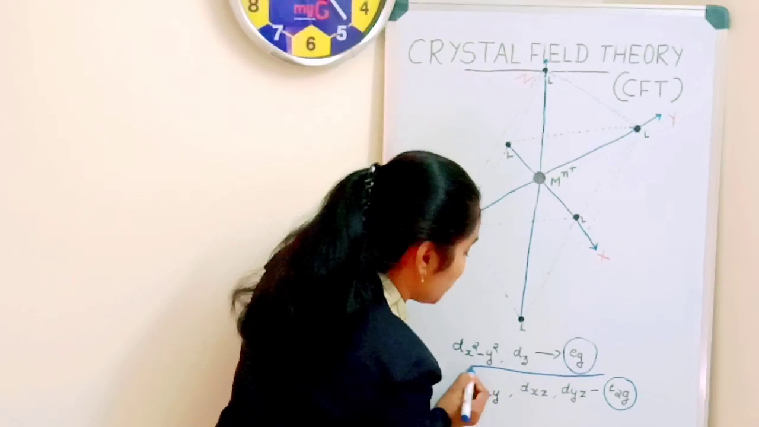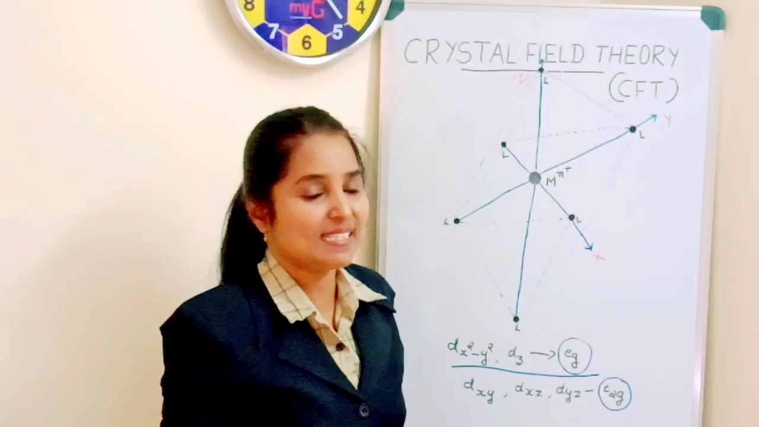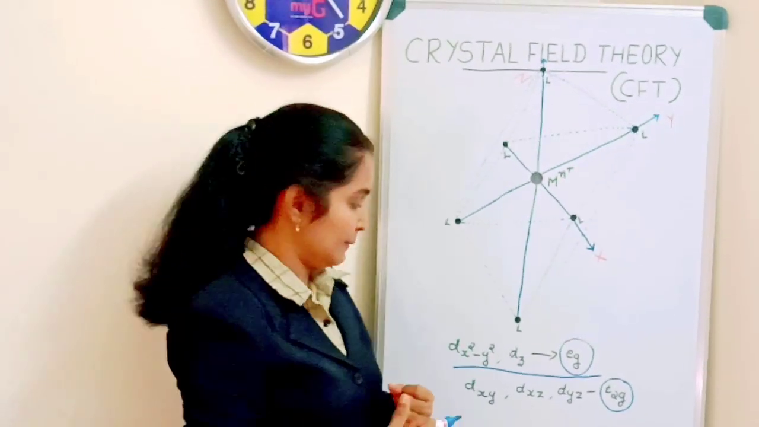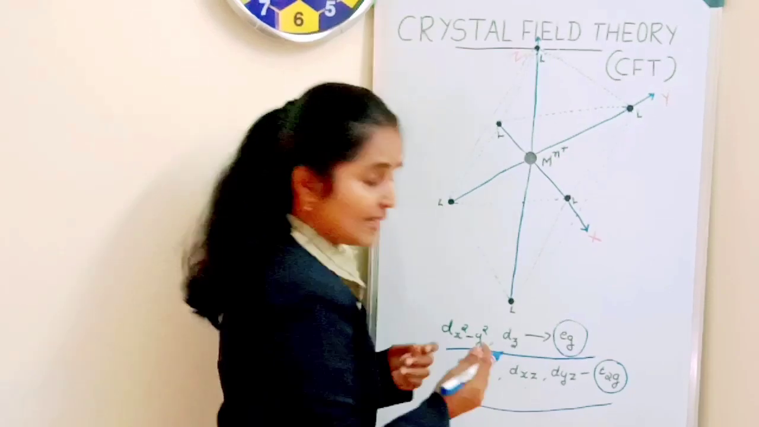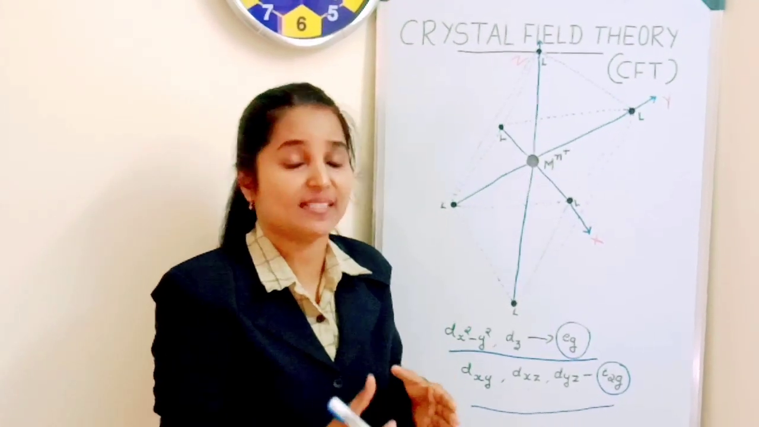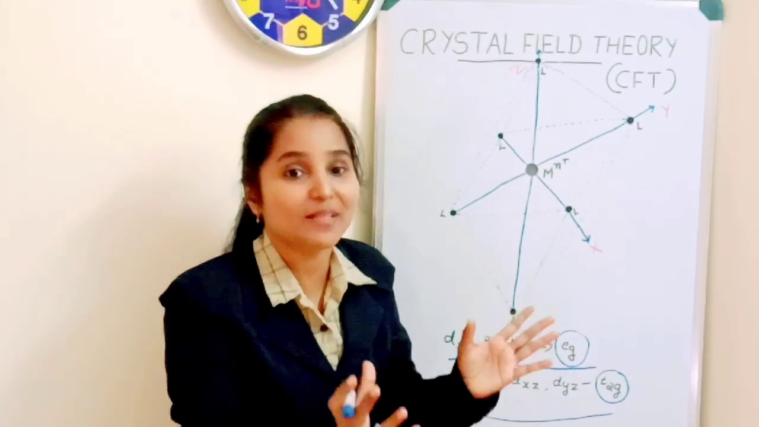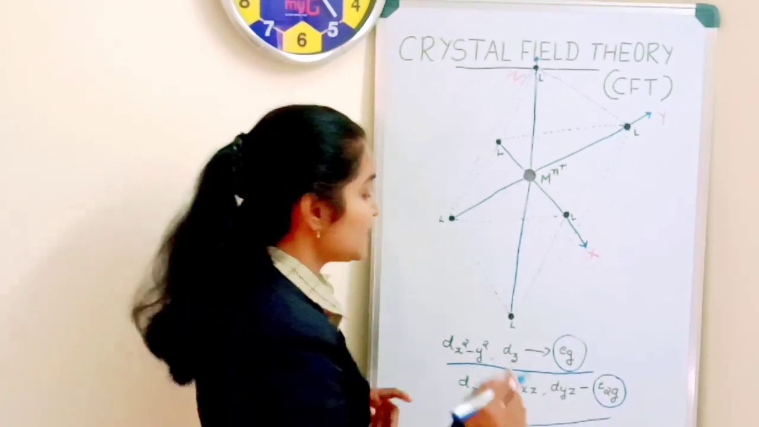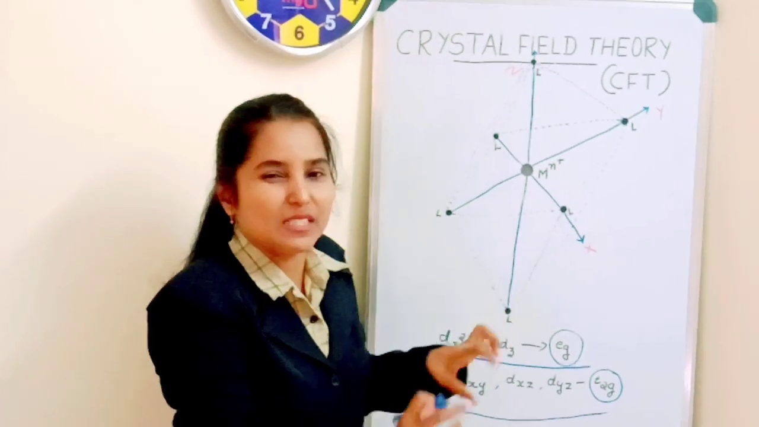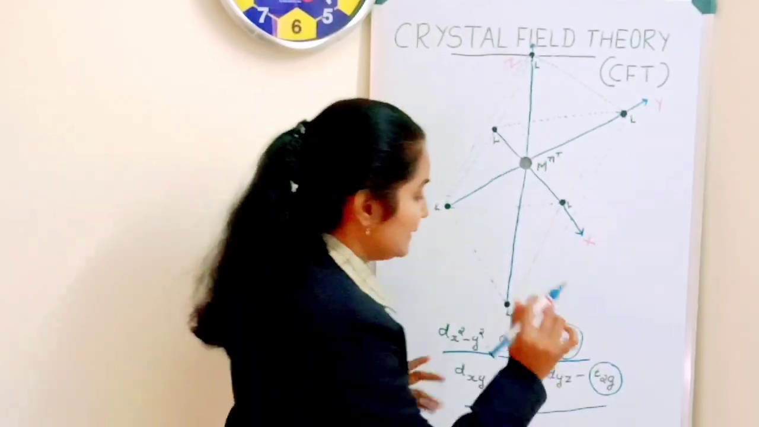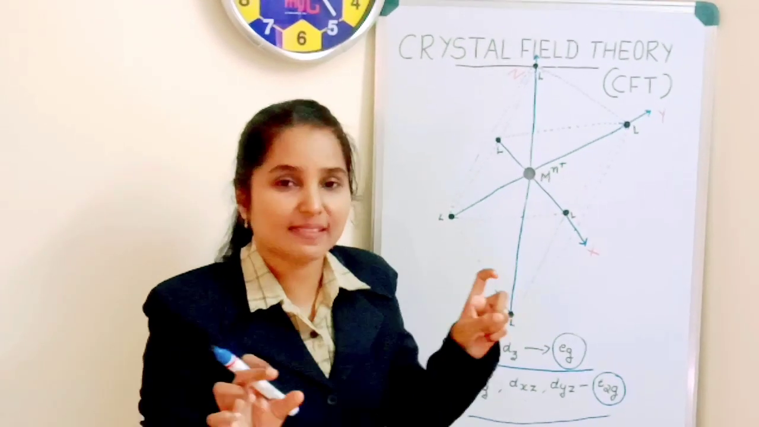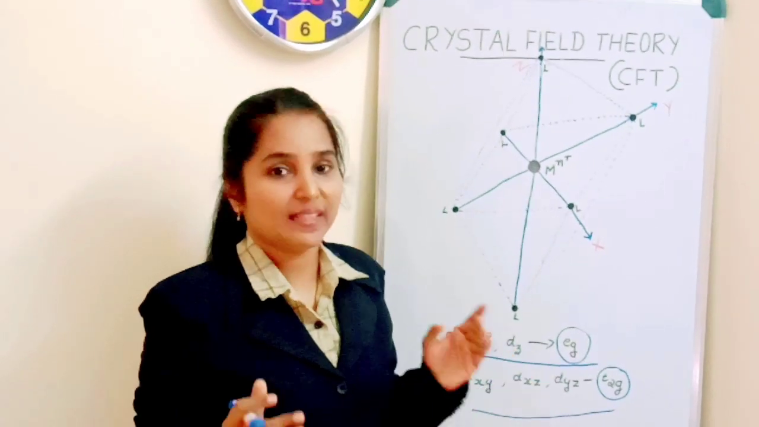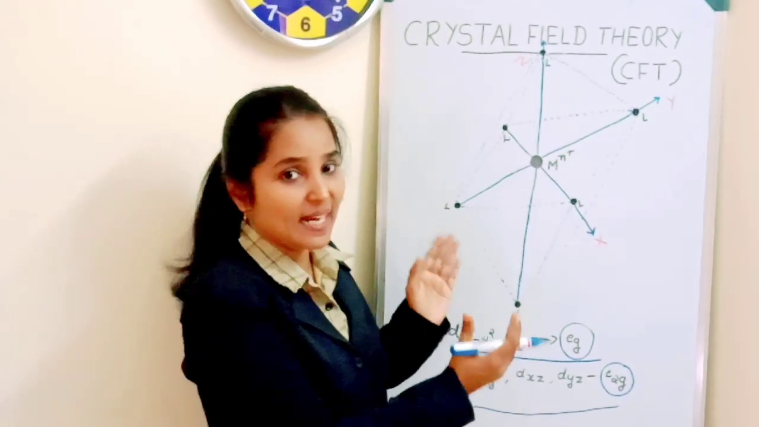And so this Eg set feels strong repulsion from the ligands. And T2g feels less repulsion because they are not situated along the axis, but in between the axis. So they don't feel that much repulsion from the approaching ligands. And so these two sets of orbitals will split up and form two different sets of orbitals with different energy, and that is known as crystal field splitting. Okay, that's all about the crystal field splitting in an octahedral complex.